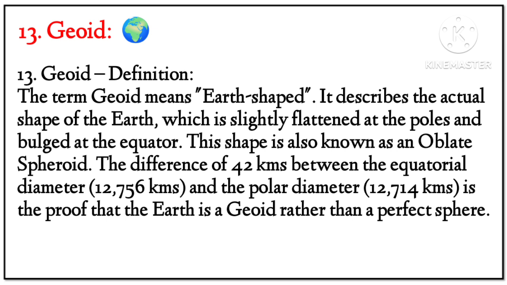13. Geoid. The term geoid means earth-shaped. It describes the actual shape of the earth, which is slightly flattened at the poles and bulged at the equator. This shape is also known as an oblate sphere. The difference of 42 kilometers between the equatorial diameter and polar diameter is the proof that the earth is a geoid rather than a perfect sphere.